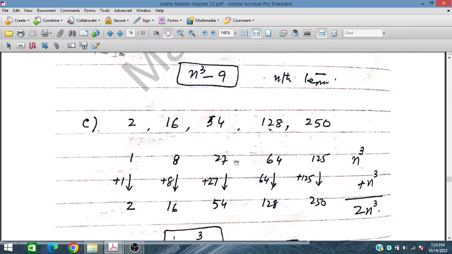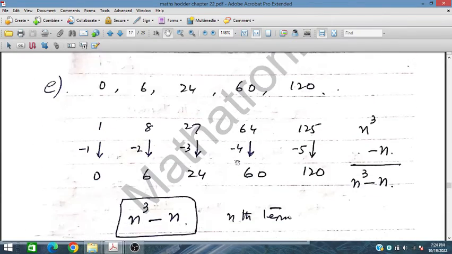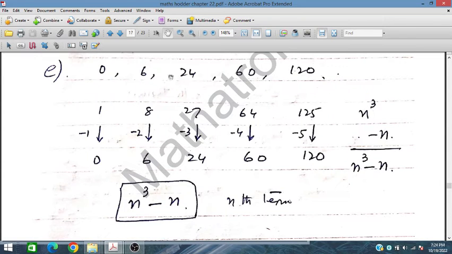Similarly for this one, for the e part, we have 0, 6, 21, 16. So this is 1, 8, 27, 64, 125. From this, we subtract 1, subtract 2, and 3, and 4, and 5. So it is very easy to see that this is minus n. So n cube minus n is the nth term.